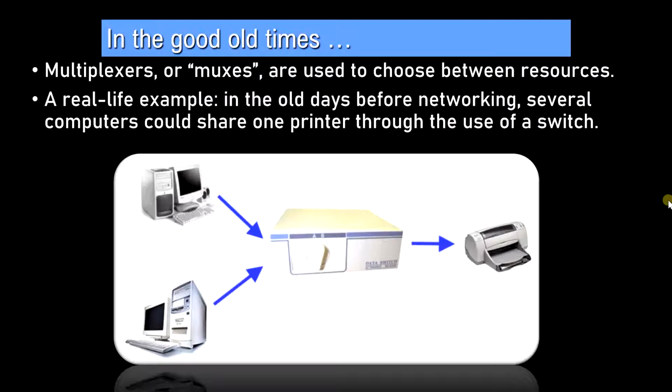So the data switch was acting as a mux to switch or to choose between the different resources, and in this case the resource was a computer. The computer was acting as a source and the printer was acting as a destination and the data switch was acting as a mux.